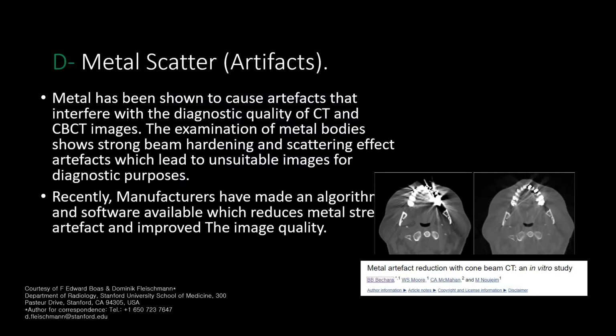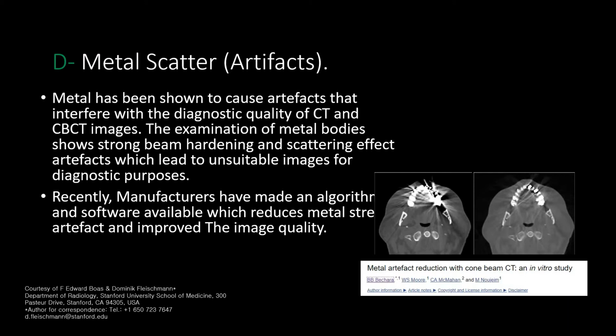Number 4 would be metal scatter or artifacts. So metal scatter is basically this artifact that we see right here when our patients have metal in their mouths. So what happens is when the beams of the X-ray hit a very dense structure, it causes these artifacts or the scattering artifacts, and it really causes our image not to look very pretty, as you can see here, and it really reduces the quality, the information that we can gather out of the CBCT.